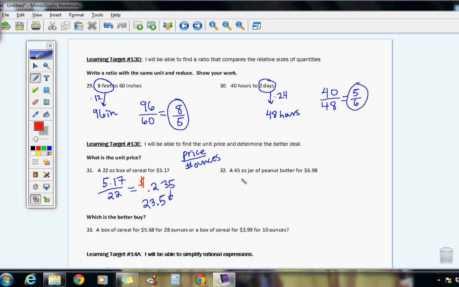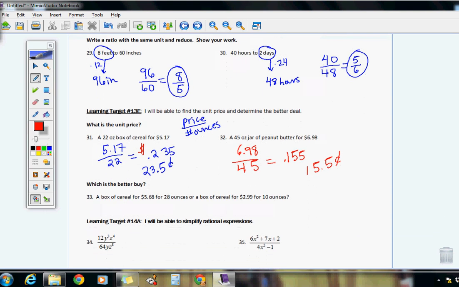Over here, you're going to take this 6.98, divide by 45, and that's going to equal 0.155, or 15.5 cents when you're comparing. So for every ounce of that, you're paying 15.5 cents. So 45 ounces, you're paying $6.98. Okay, move this down or up a little bit here.